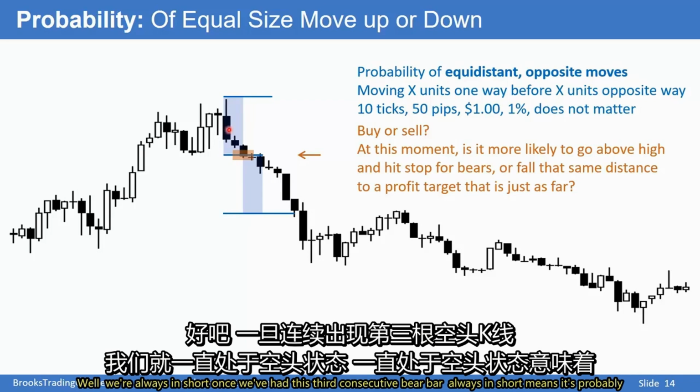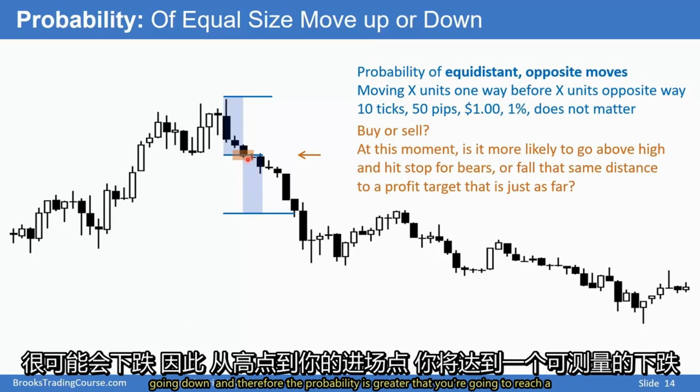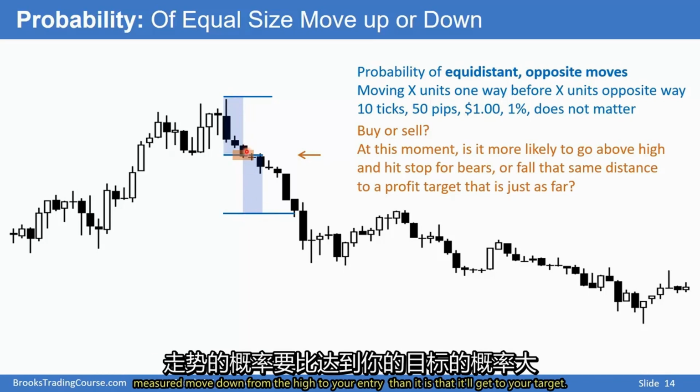Well, we're always in short. Once we've had this third consecutive bear bar, always in short. Always in short means it's probably going down. And therefore, the probability is greater that you're going to reach a measured move down from the high to your entry than it is that it'll get to your target.